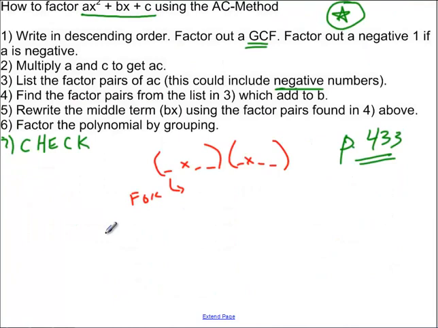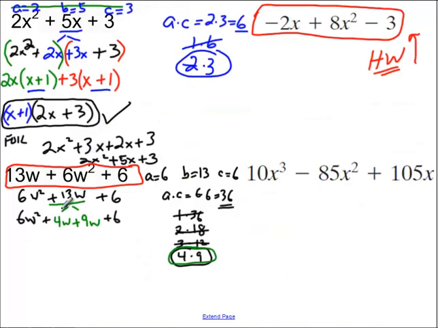I forget which step we're on, but factor by grouping. We did step number 4. Step number 5 is rewriting the bx term using the factor pairs that we found. 36 was 4 and 9, and with 4 and 9 we rewrote 13 in terms of 4 and 9. Step number 6 now is factor by grouping. So let's go over here and factor this by grouping.